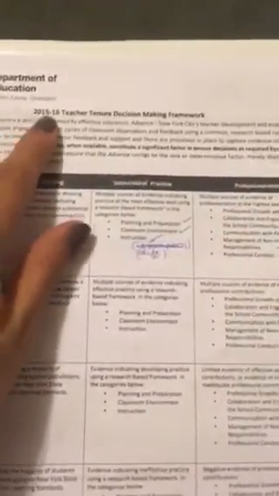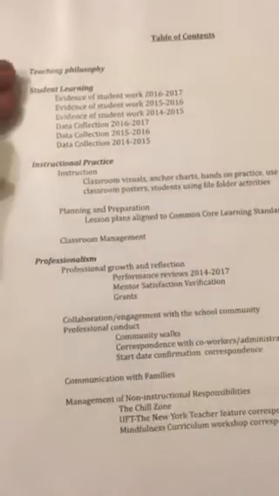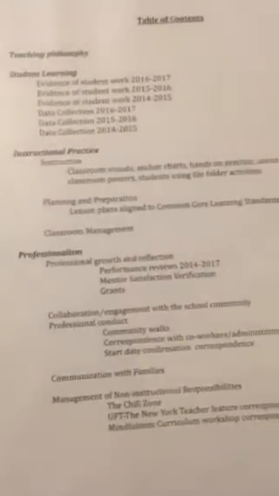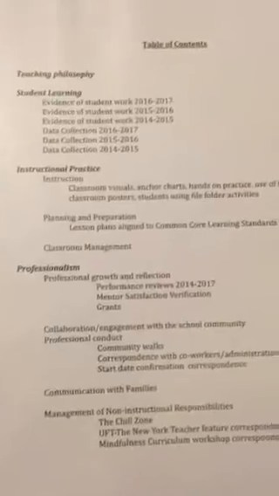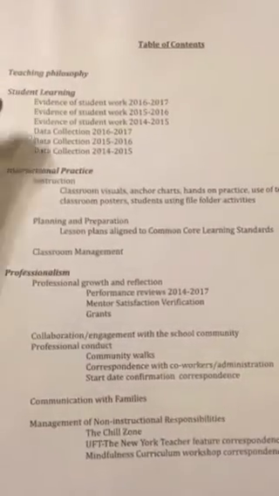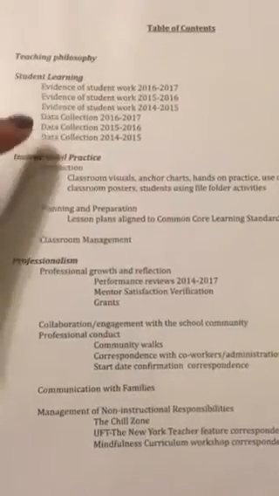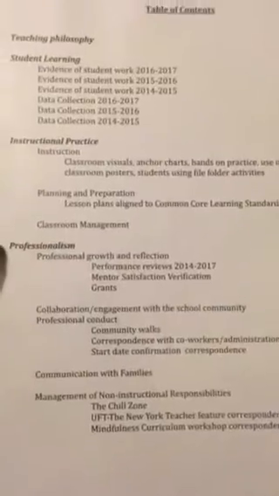Inside, I started off with a table of contents. For the table of contents, I used the tenure decision-making framework from 2015 to 2016. I have four major sections. The first one is teaching philosophy. The teaching philosophy is not part of the tenure decision framework, but I included it, so I guess that's optional. The three major sections that you're actually being rated on are student learning, instructional practice, and professionalism.